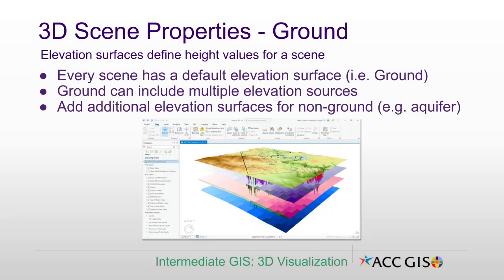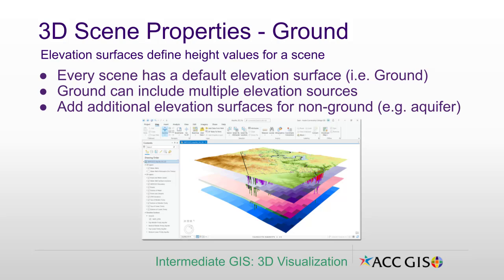Now we'll transition from 3D layer properties that apply to individual layers to 3D scene properties that apply to all the layers in a scene. And we'll start with the ground. Every scene has a default elevation surface that defines the height values for a scene. And the ground is from which all other layers measure their base height, for example.